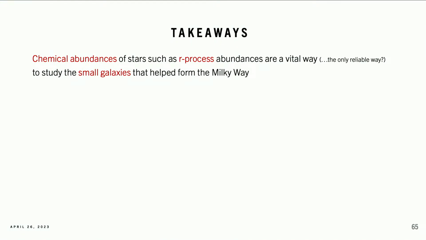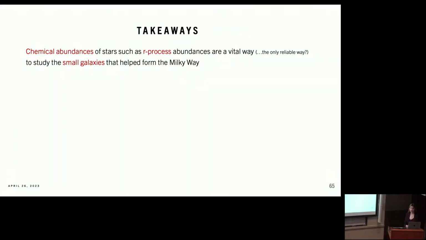So I would just like to put up some takeaways before I get some questions from you all. One of the main takeaways is that we believe that chemical abundances of stars, including our process abundances, but not only, are a vital way, and due to the concerns about the kinematics, possibly the only reliable way to study the small galaxies and their remnants in the Milky Way today, if we want to find any of the leftovers of those stars in our galaxy.